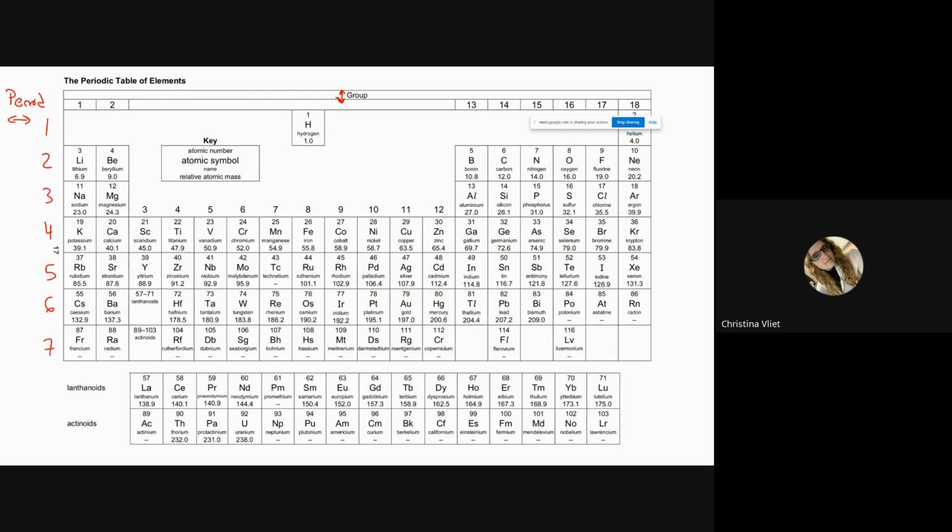So the first group, pick a color. We need to color in group 1. Group 1, I'm going to pick a goldish orange. Group 1 is called our alkali.